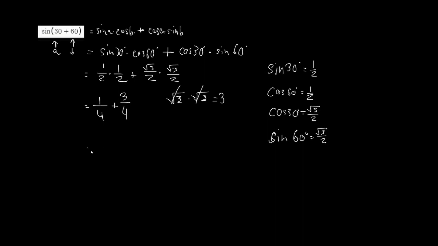Now let's add the two fractions. Since these two are similar fractions, we just copy the denominator and add the terms in the numerator. So 1 plus 3 is 4 over 4, and that is equal to 1. See? Now we have proven that sine of 30 plus 60 is equal to 1.